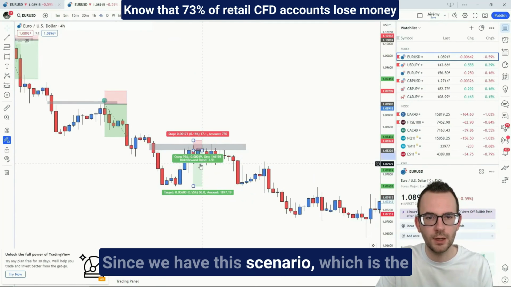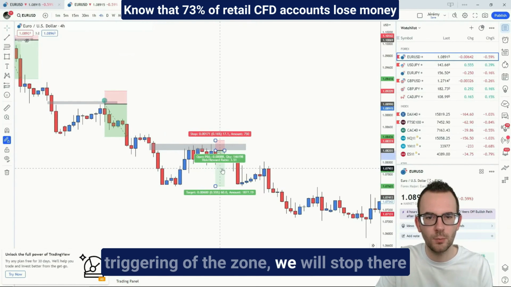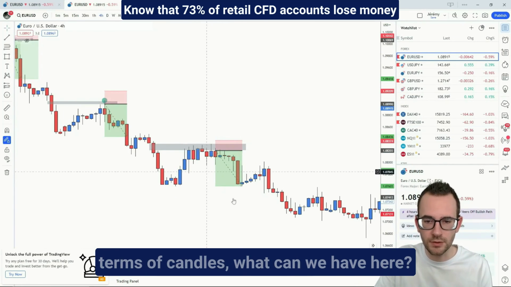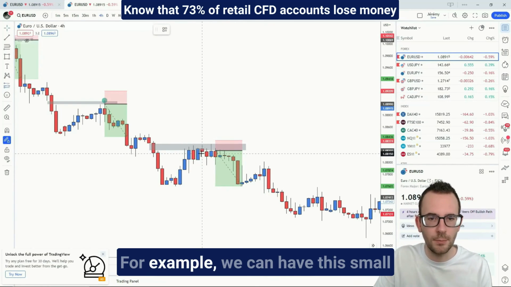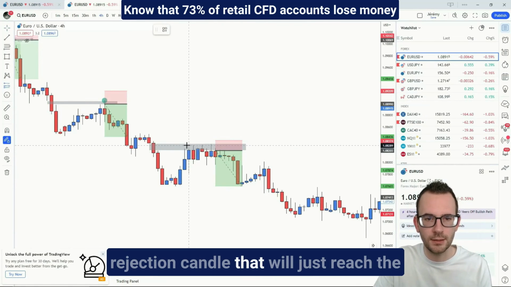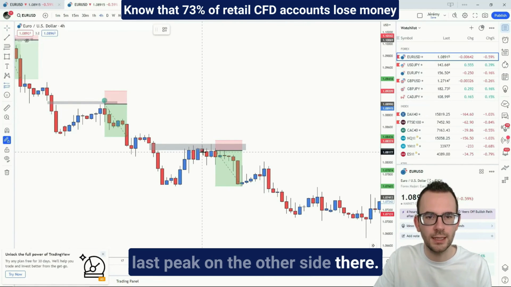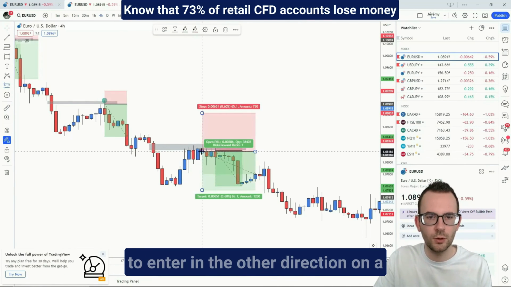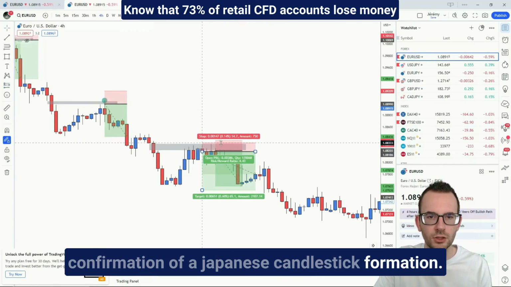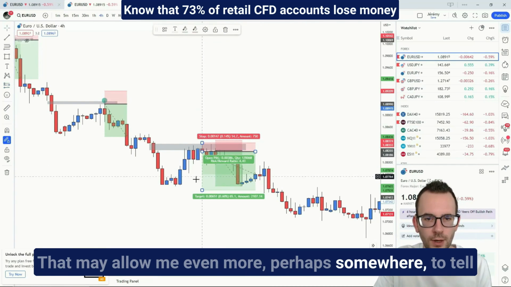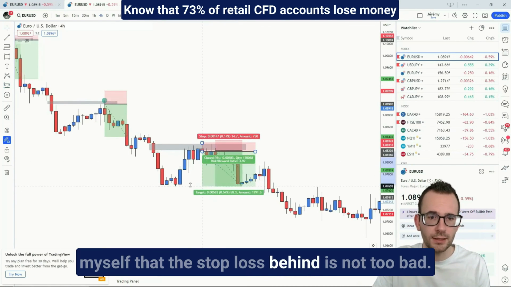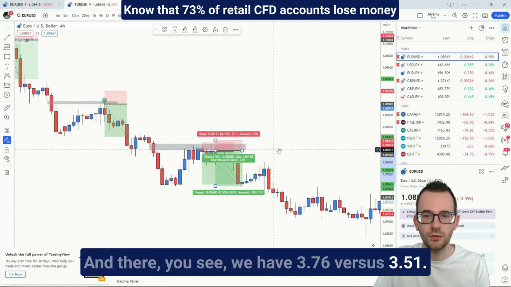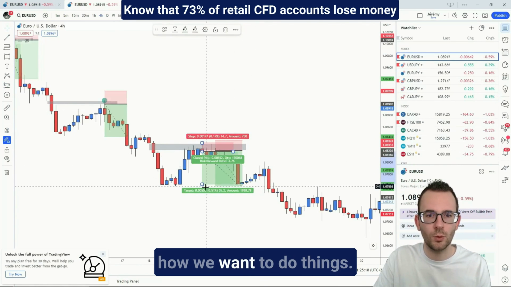Since we have this scenario, which is the triggering of the zone, we will stop there and do it like this. And if we had looked for confirmation, maybe in terms of candles, what can we have here? For example, we can have this small rejection candle that will just reach the last peak on the other side there, and we can say to ourselves, I prefer to enter in the other direction on a confirmation of a Japanese candlestick formation, that may allow me even more, perhaps, to tell myself that the stop loss behind is not too bad. And there you see we have 3.76 versus 3.51, so it also depends, of course, on how we want to do things.